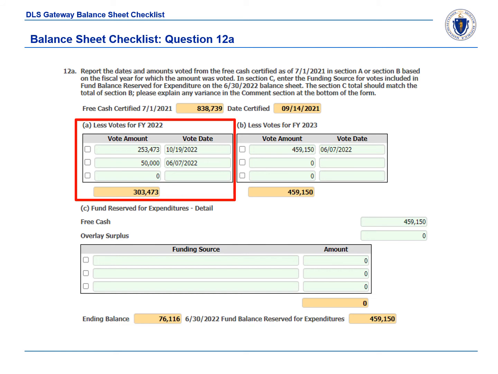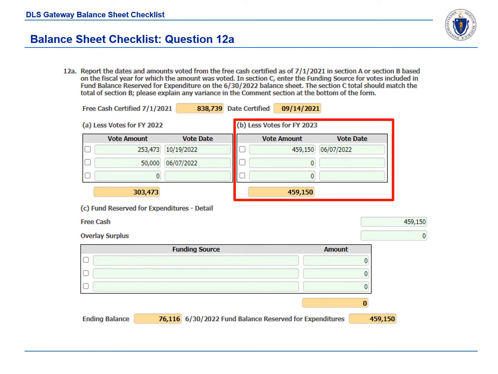Make sure to include any free cash votes taken in the fall prior to a special town meeting, as well as any subsequent votes from free cash to cover current year expenditures. In Section B, report the free cash amounts that were appropriated for the upcoming fiscal year. For each vote date that free cash was appropriated, put the total amount of free cash used.